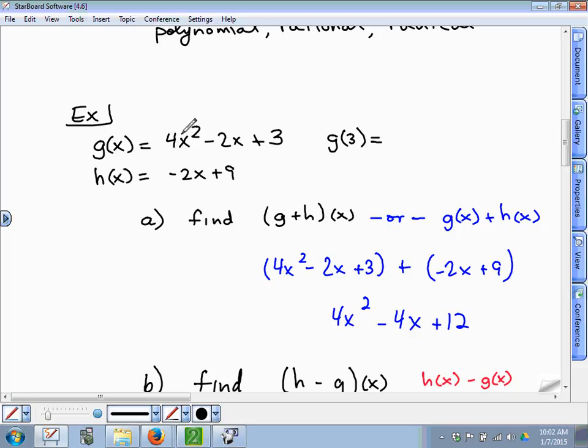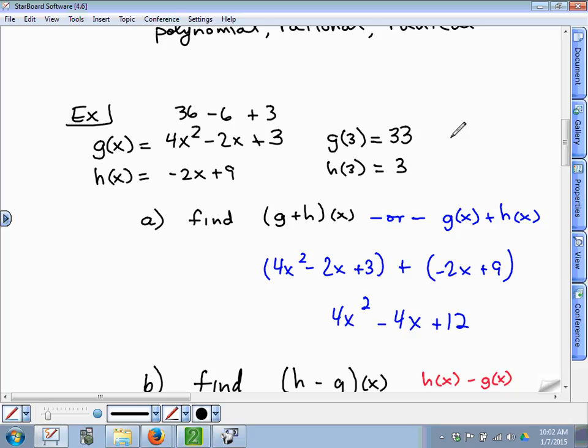All the x's change to 3's. You've got to square it first and then times it. 9 times 4 is 36, minus 6, plus 3. Come on, this is easy stuff. 36 minus 6 plus 3 is 33. If you plug a 3 into the H function, H of 3 is negative 6 plus 9, so that's 3.